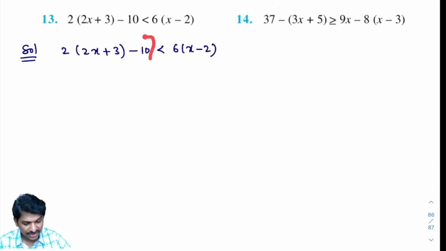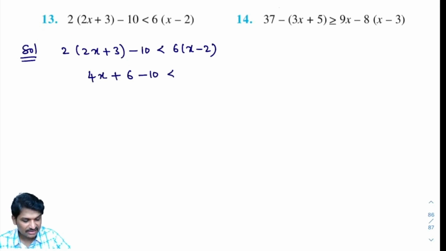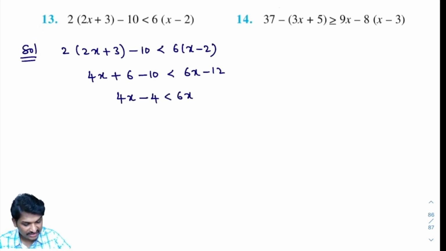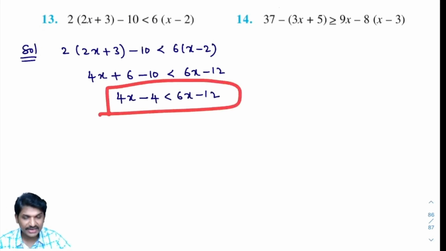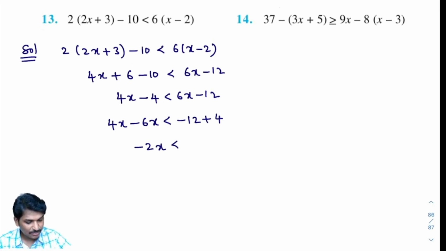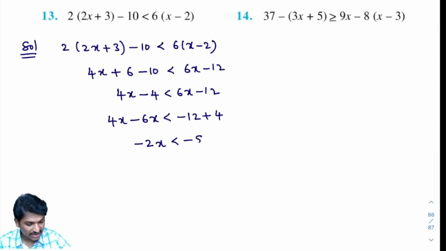First, I'll simplify this left hand side part, and then simplify right hand side part also. What you will get? 4x, 2 into 2x is 4x plus 2 into 3 is 6 minus 10 is less than what you will get? 6x minus 12. Okay, now you can observe here little bit simplification also possible. 4x, this is 6 minus 10 is minus 4 less than 6x minus 12. Now what I'll do? I'll write all x terms at one side, remaining all other side. Okay. So 4x minus 6x less than minus 12 plus 4. 4x minus 6x is what? That is minus 2x less than minus 12 plus 4. Minus 12 plus 4 is minus 8.